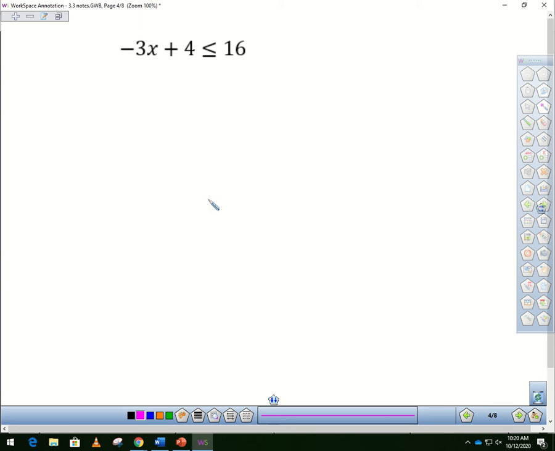Alright, the first example we're going to look at is to solve this inequality for x. The first thing we need to do is get rid of the term that doesn't have a variable next to it. So how do I get rid of a positive 4? I subtract 4 on both sides. That's going to give me negative 3x is less than or equal to 12. I subtracted 4 on both sides, it cancels out on my left, and I'm left with this.